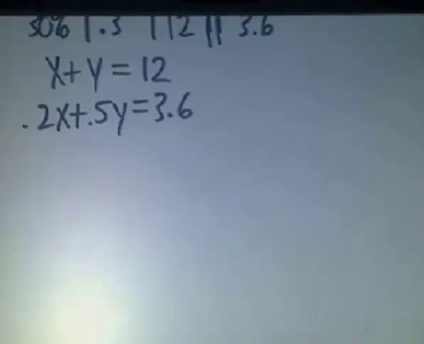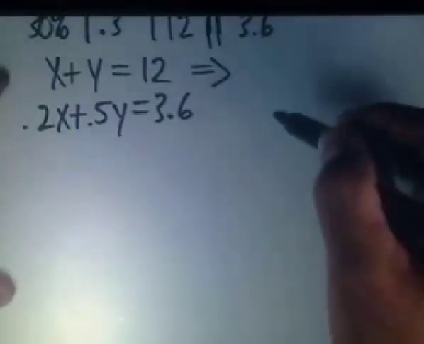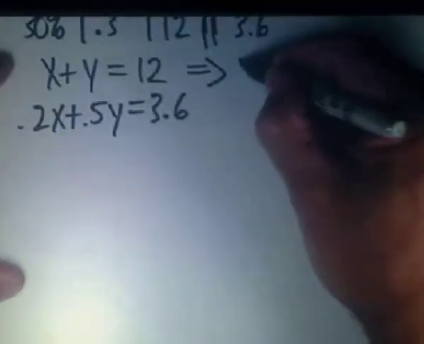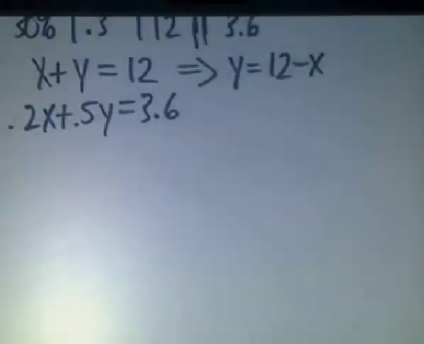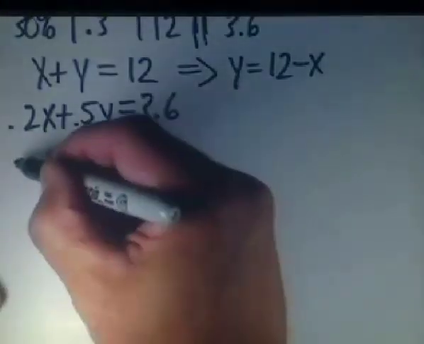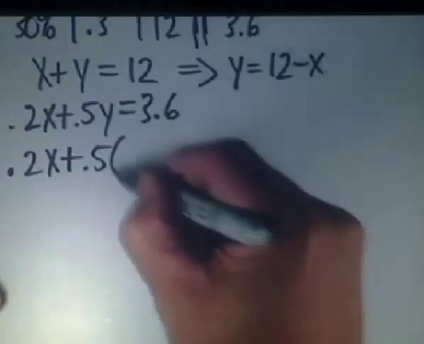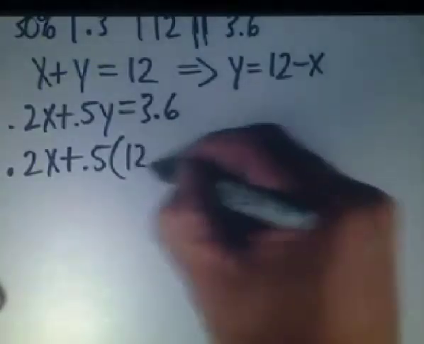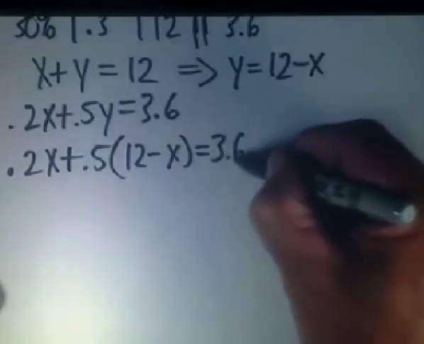Let's go ahead and solve using substitution. So I'm going to solve for y in the first equation. Here on the right, that's going to yield a value of y is equal to 12 minus x. Now we'll take 12 minus x and plug it into the second equation. So we'll leave the 0.2x by its lonesome plus 0.5 times y. And again, we're replacing y with 12 minus x. That will then give us 3.6.